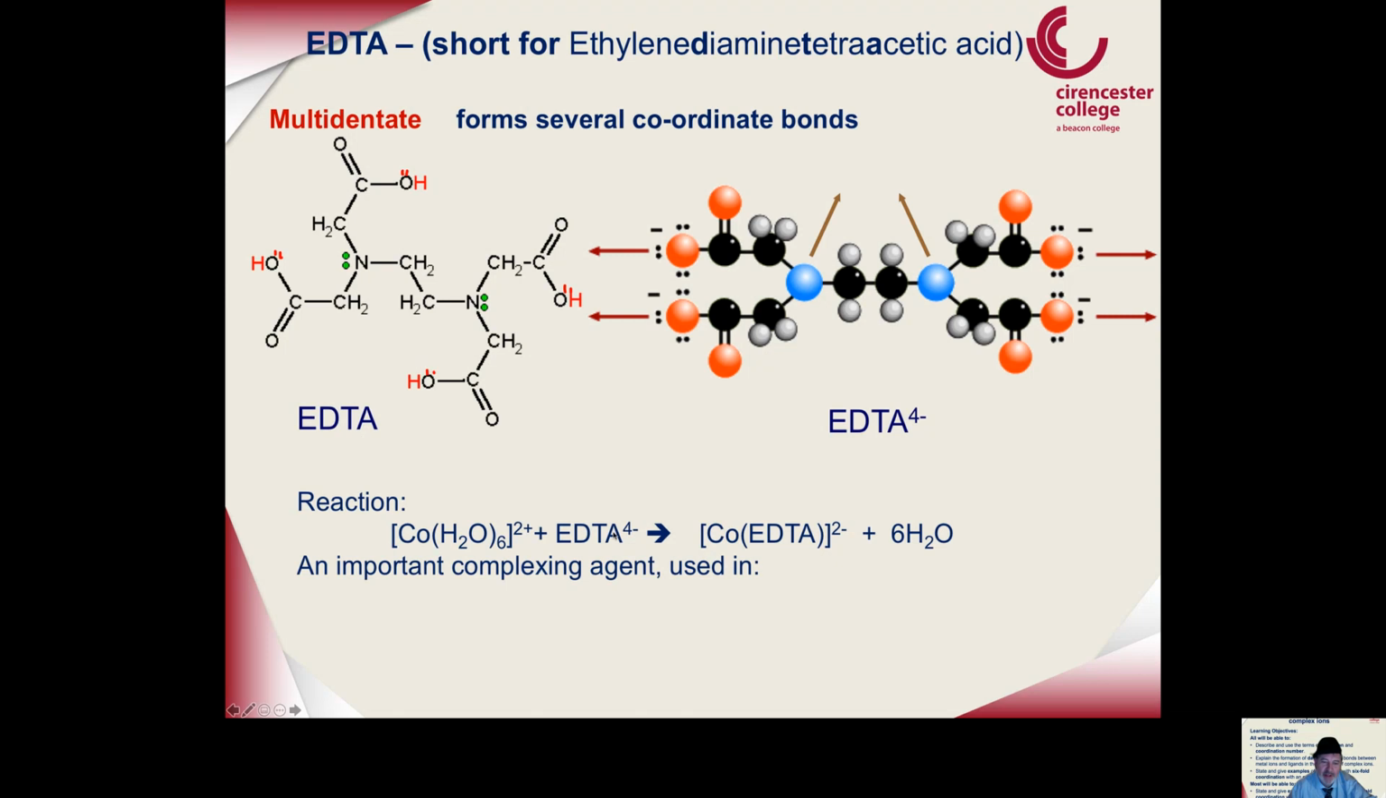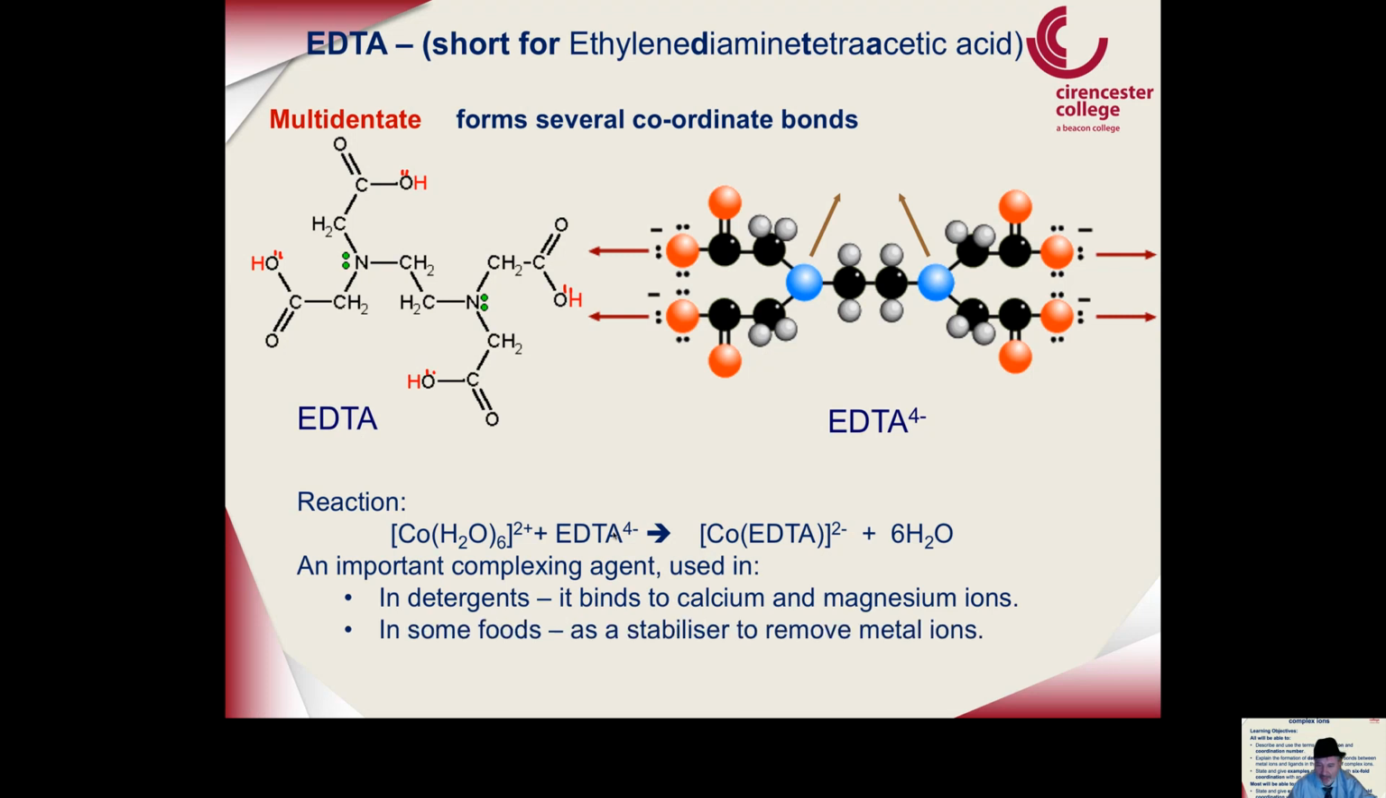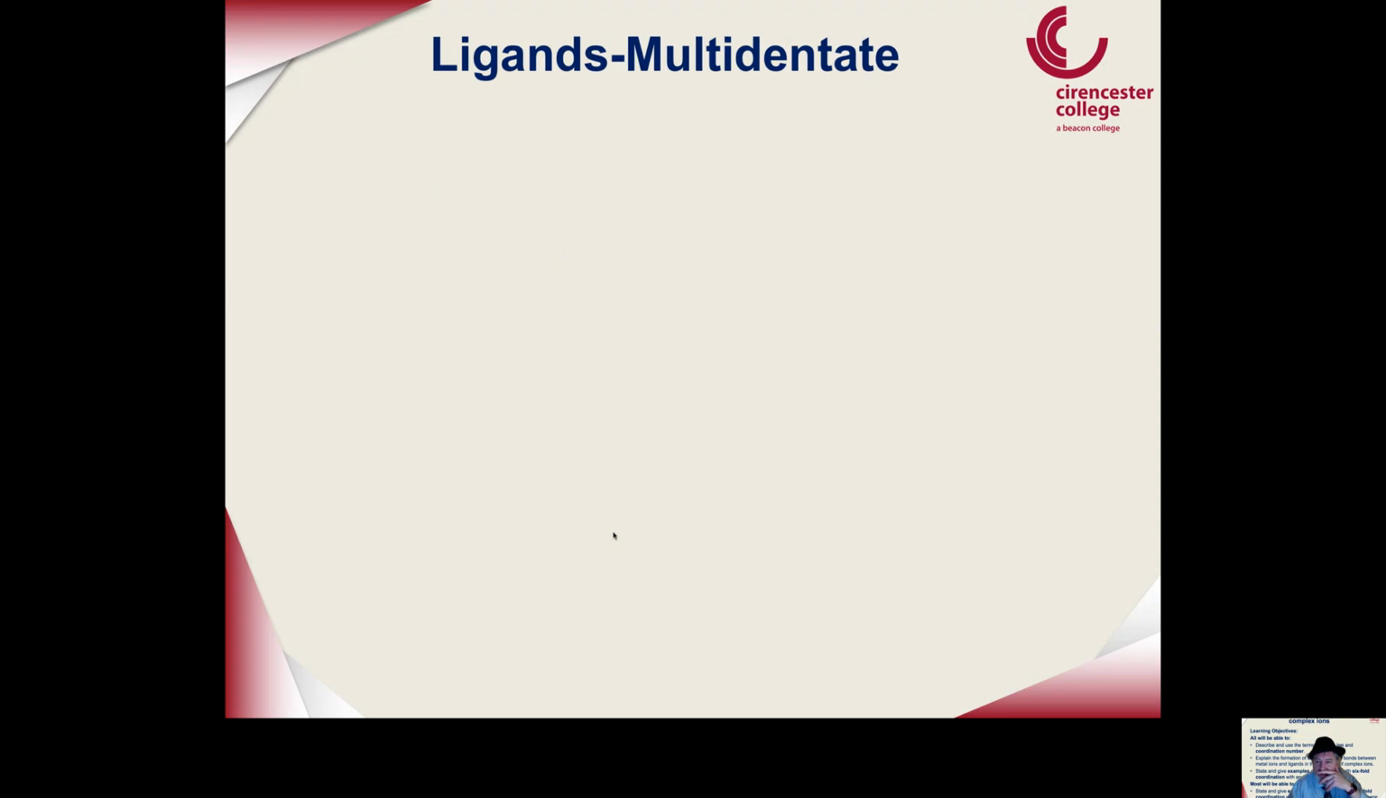It's an important complexing agent or chelating agent. It's used in detergents. We can bind up calcium and magnesium. In foods, it's a stabilizer. It removes any metal, and it can be reused to remove metal ions. It prevents clotting of blood. Okay, so it's a pretty decent thing.